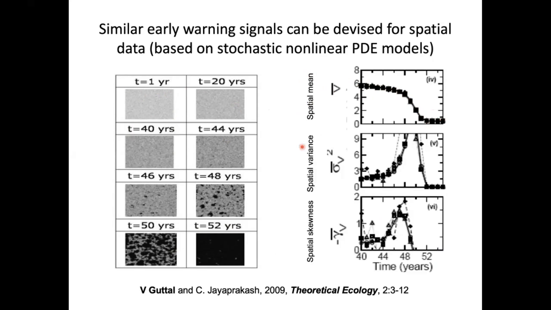So we plot spatial variance and spatial skewness for these spatial images. Imagine that at every instant of time, we are computing spatial variance, which is basically the variance of all the data available in a spatial image. Likewise, spatial skewness is the skewness of all the data available for a given image. Earlier it was computed over time. Now we are computing over space.